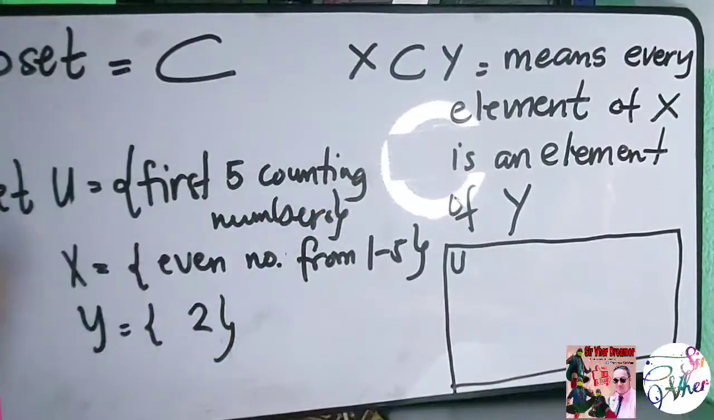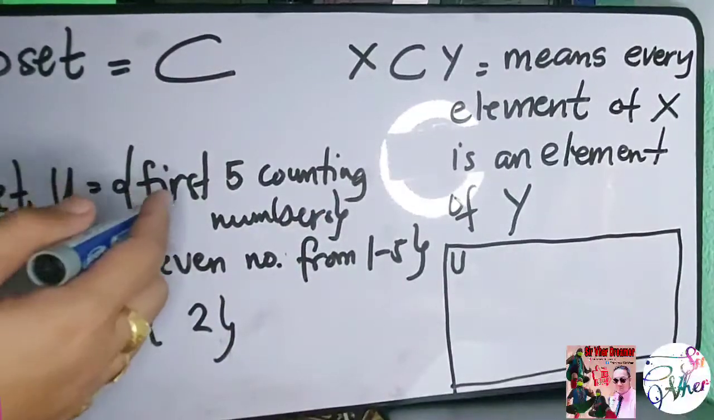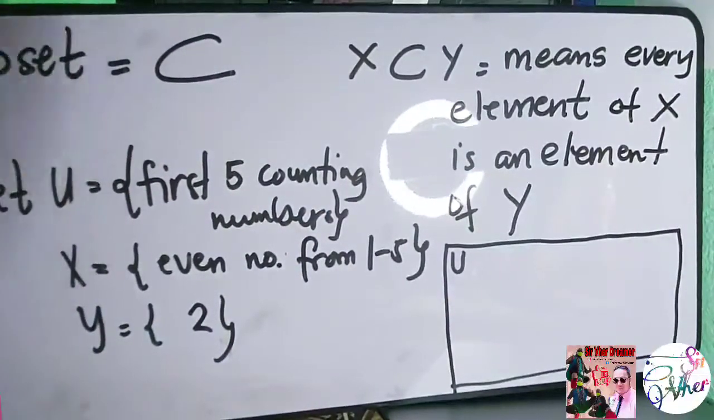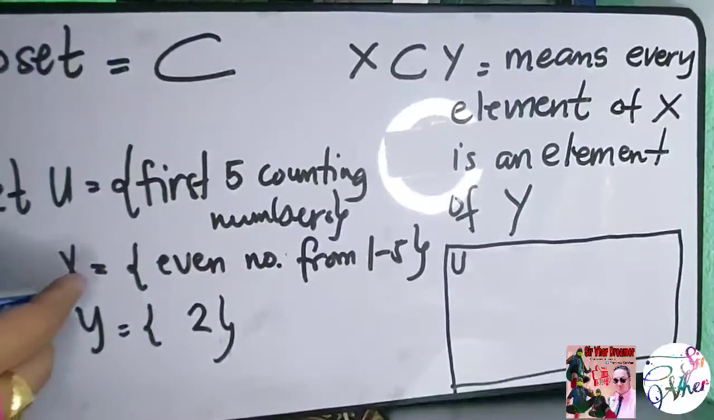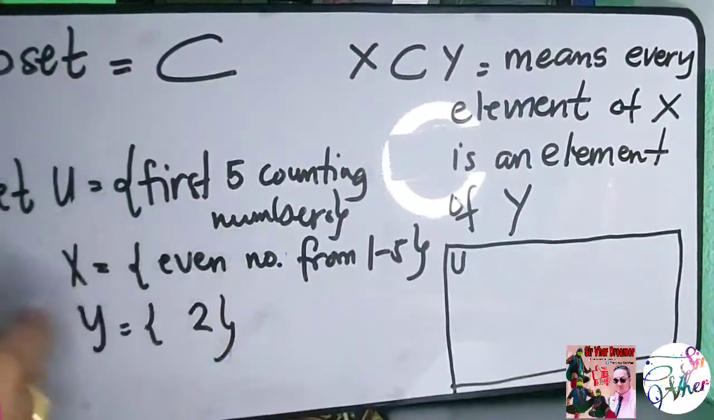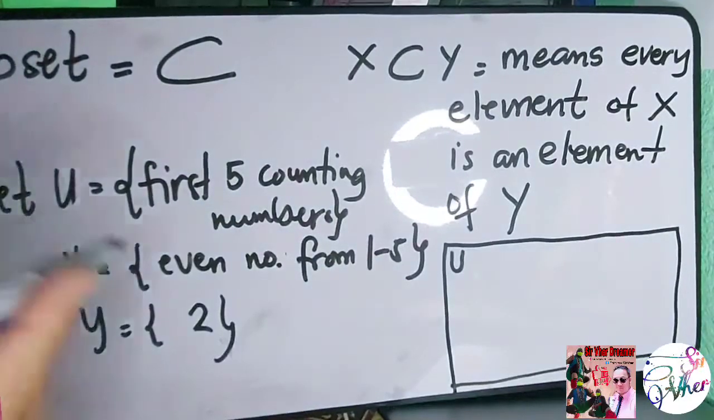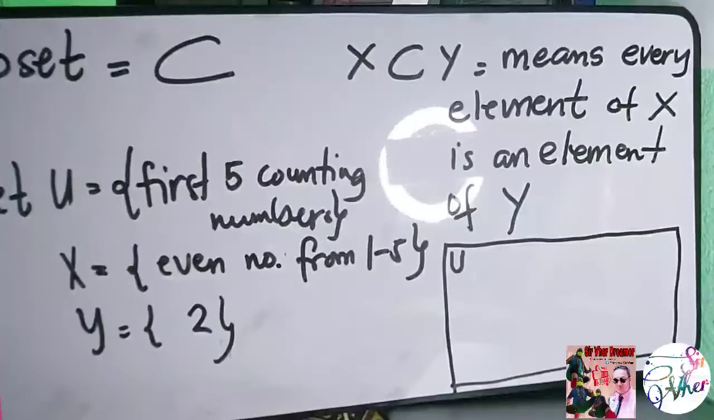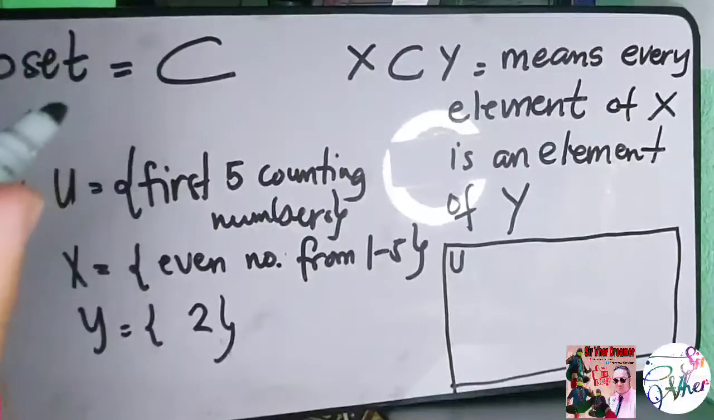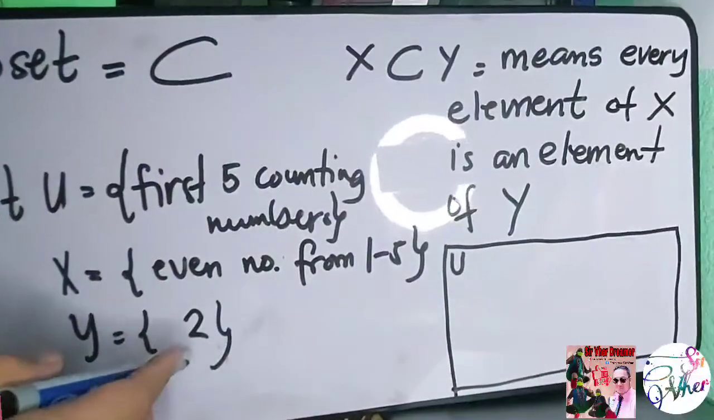First 5 counting numbers. What are the first 5 counting numbers? We have 1, 2, 3, 4, and 5. And we have set X: even numbers from 1 to 5. What are the even numbers? Numbers that can be divided by 2 with no remainder. Okay, so we have 2, 4. And we have Y, with the element 2.